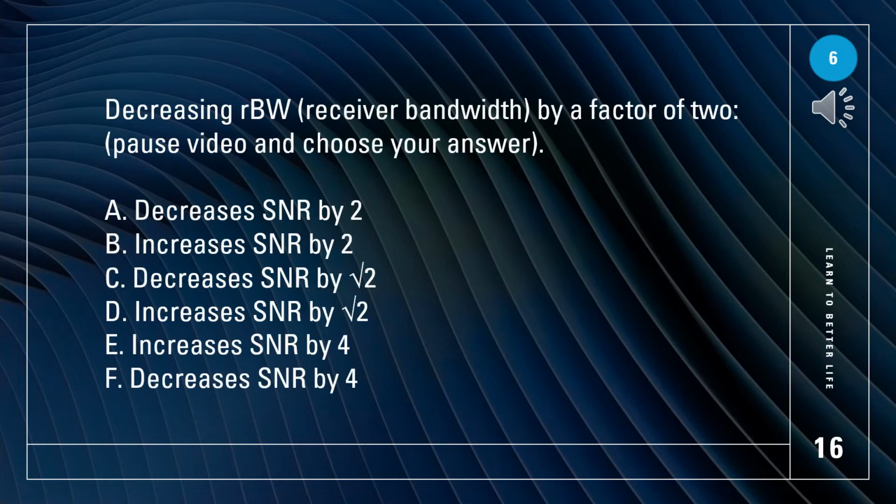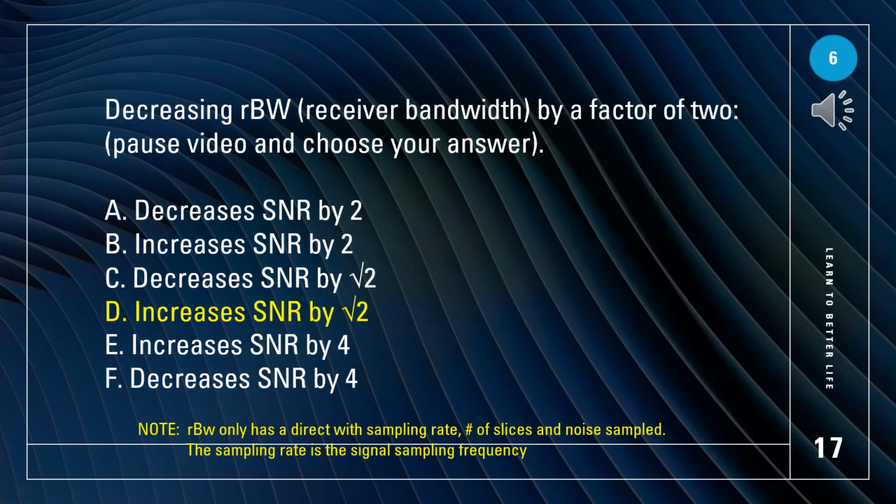Decreasing receiver bandwidth by a factor of 2, choose one of the following answers below. The answer is D. Increases SNR by the square root of 2.